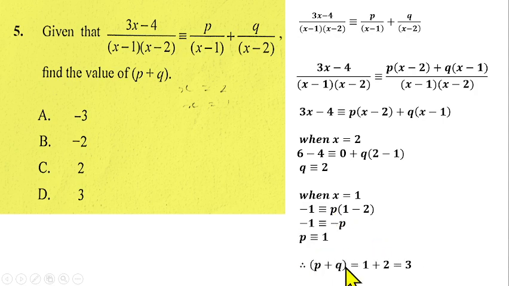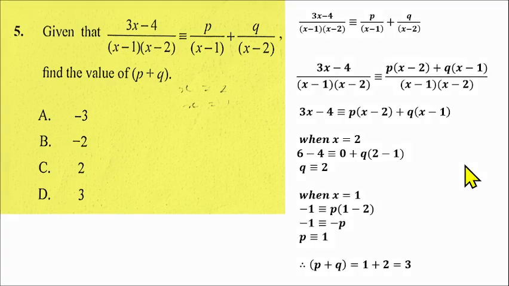Therefore we can now find the value of p plus q, and that will give us 1 plus 2, and that will give us 3. So option D is the correct option for question number 5.